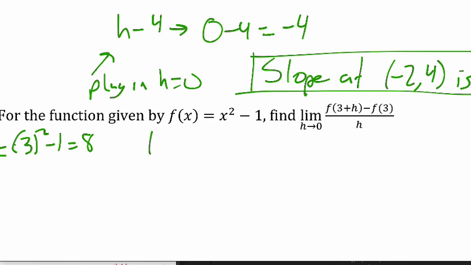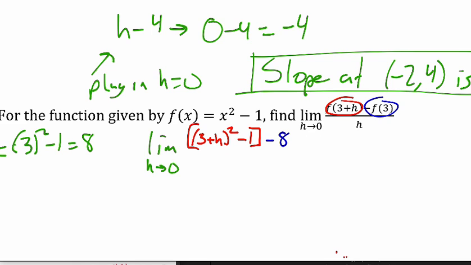So the limit as h approaches 0 of, and let me color code this, so we got f of 3 plus h, that's going to mean we're plugging in 3 plus h instead of x, so it's going to be 3 plus h squared minus 1. That's that whole group. Then we're going to have minus f of 3, we already got was 8, so that's our blue group there. All that divided by, let's just do h in green.